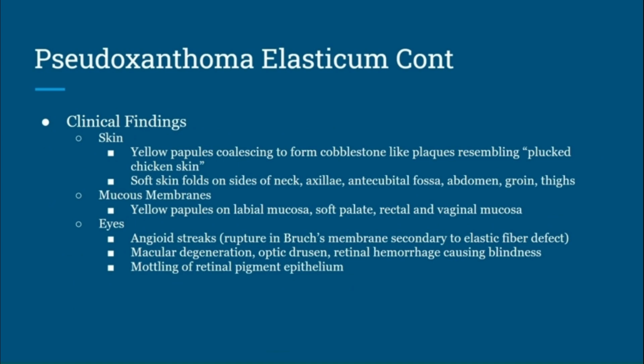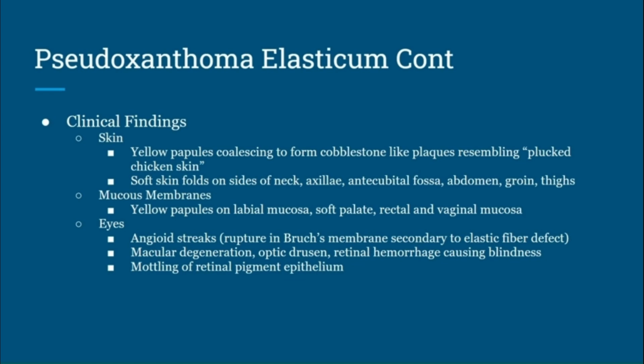The skin, here you're going to notice these yellow papules, usually on the neck, but can be anywhere, any skin folds, and they're going to form a cobblestone-like plaque. So these papules are going to coalesce into a plaque that is just kind of cobbly. It's going to look like what's called plucked chicken skin. You also see that soft skin folds are noticeable on the neck, axillae, antecubitum, abdomen, groin, and thighs.